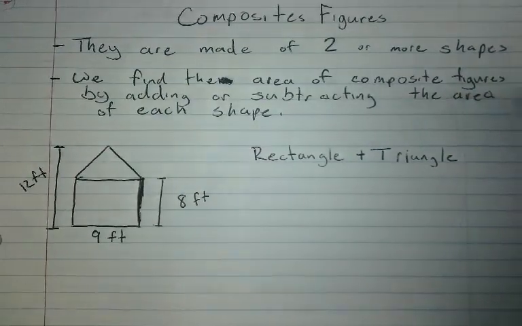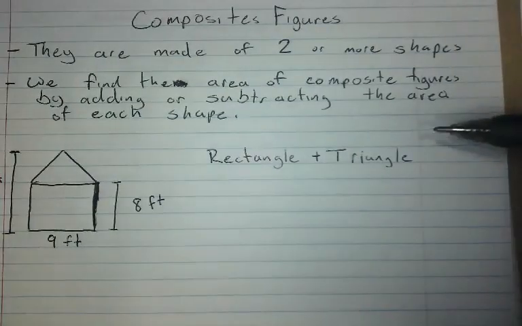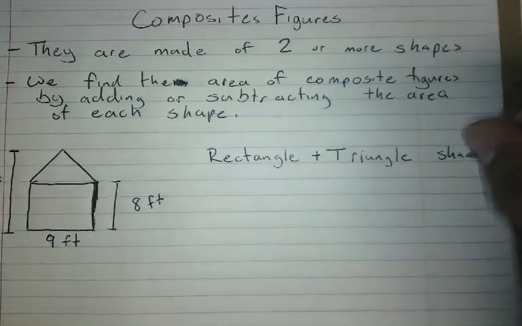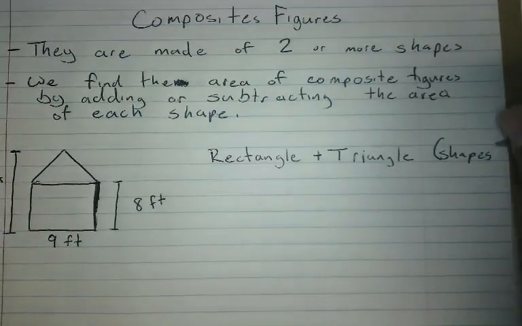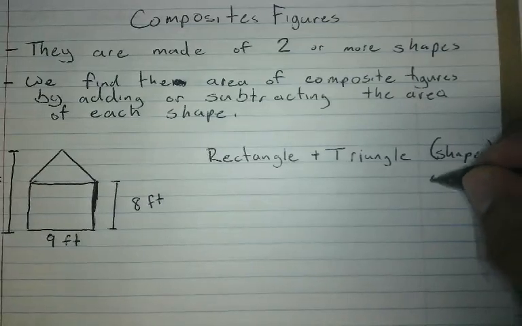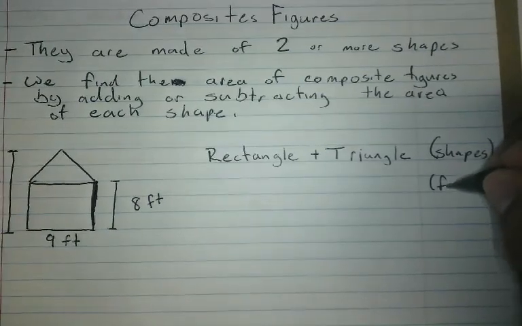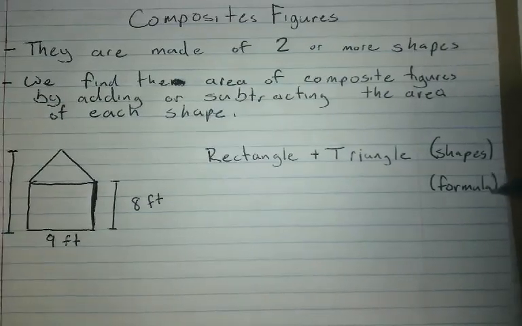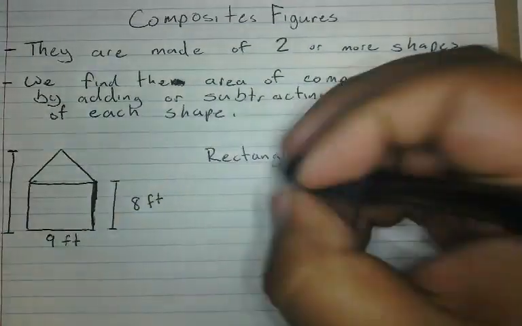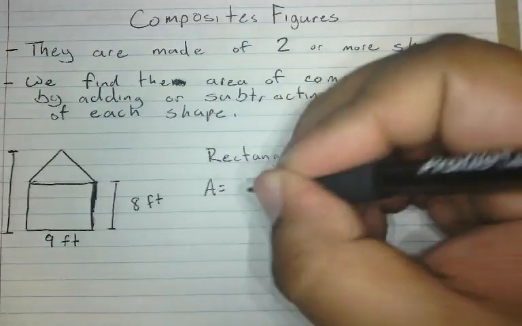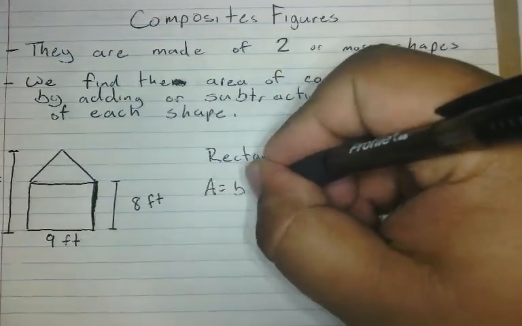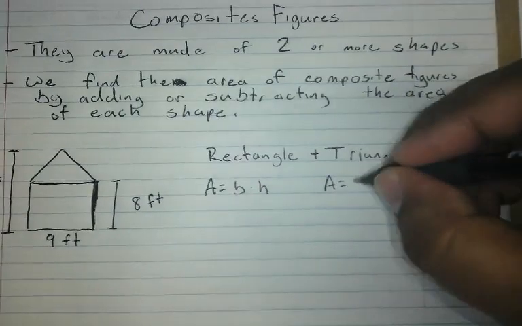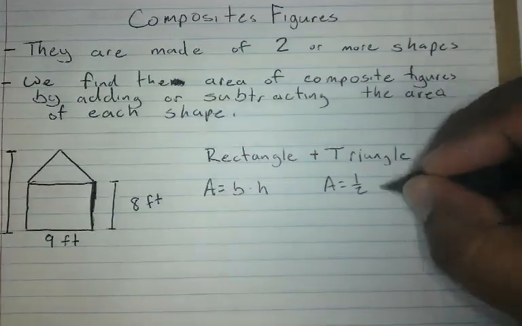So my first step when I'm solving these problems is to figure out the shapes. What shapes am I adding? My next step is to find the formulas I'm going to use to figure out the area of each one of these shapes. So the area of a rectangle is base times height. And the area of a triangle, like we did in the last lesson, is 1/2 of base times height.